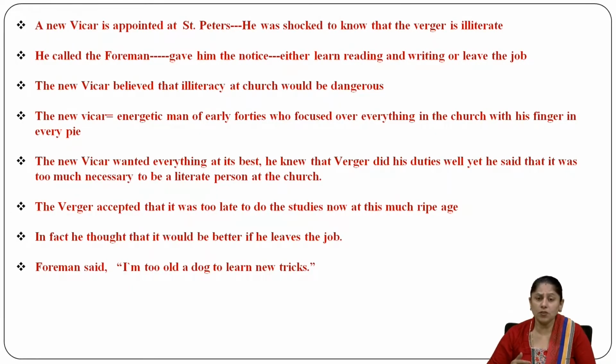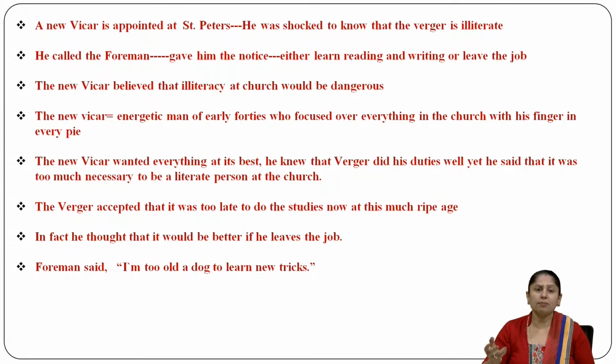He gave him the notice and said, either you start learning, you learn to read and write, or leave the job of the verger. We should give the job to another person who would be literate. Now the church needs a literate verger instead of an illiterate verger. So we should terminate you from your job if you do not learn basic reading and writing. You should be a literate person at least. An illiterate verger would not work in the church now. This was the new vicar's demand.